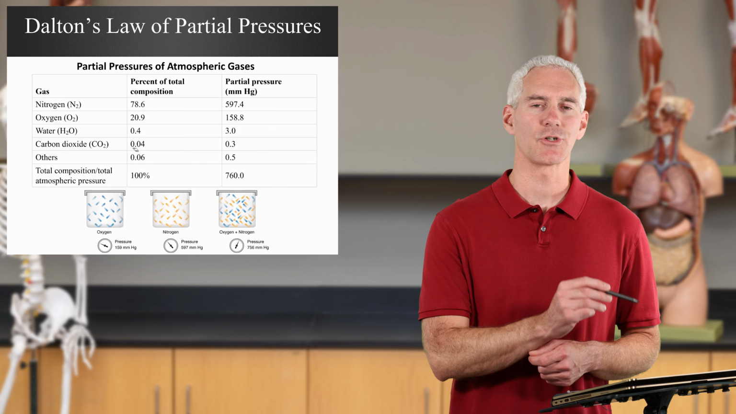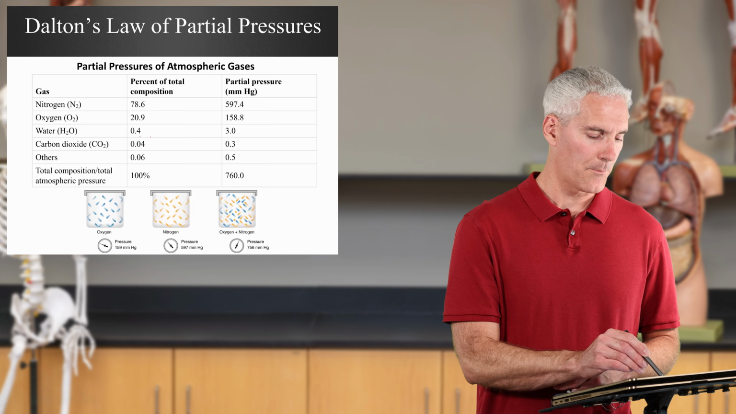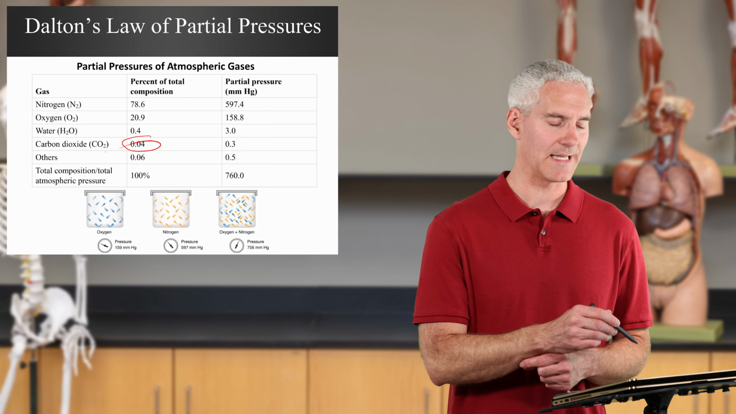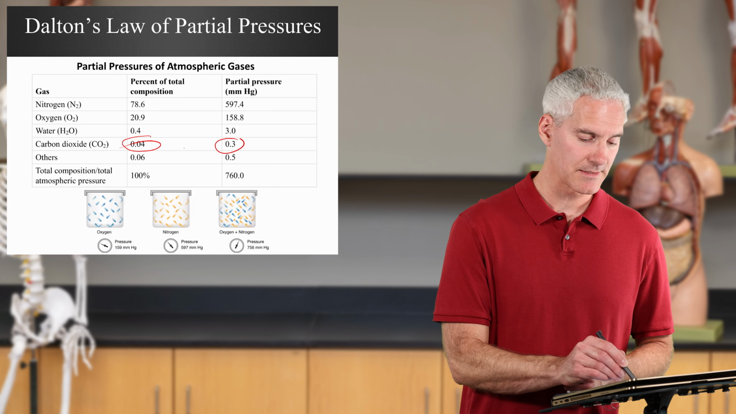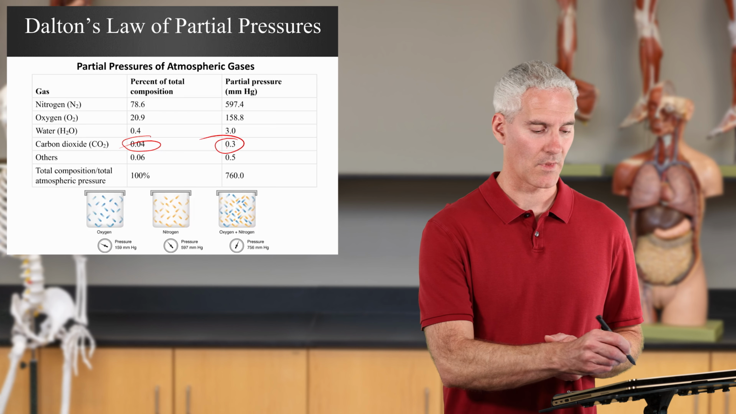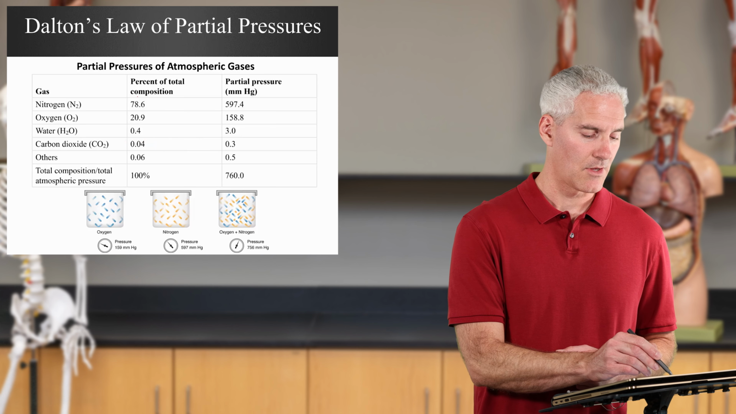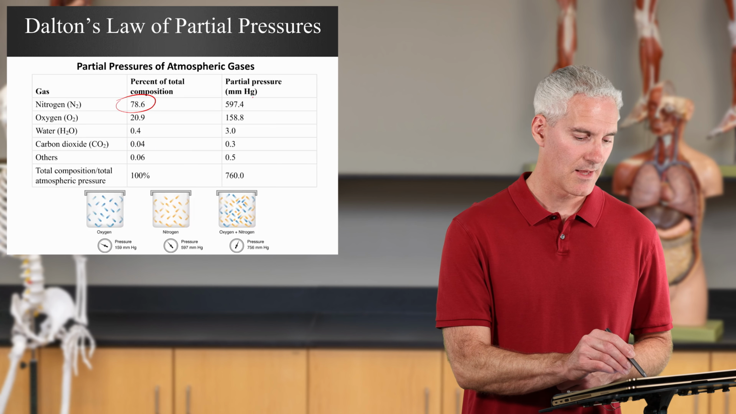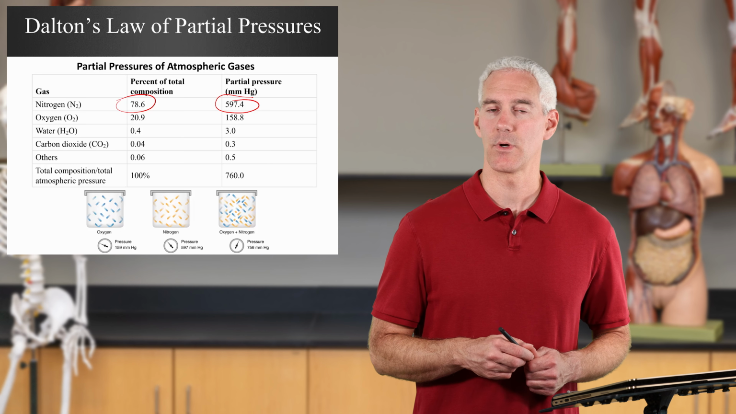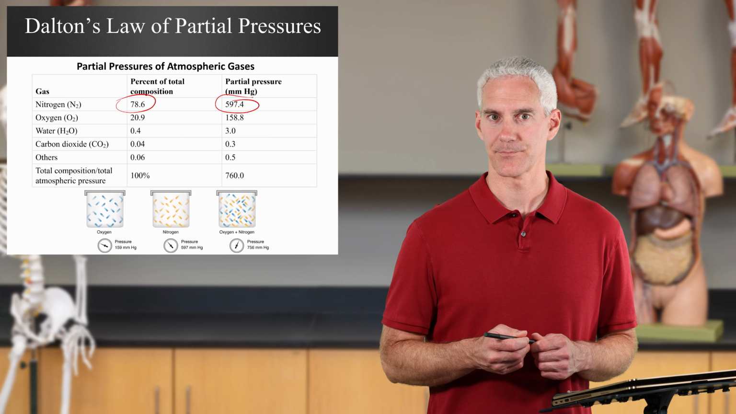The partial pressure of carbon dioxide, 0.04 is the total percent of composition. The partial pressure then is 0.3. If you look at the nitrogen, 78.6 is the percentage. 597.4 is the partial pressure.